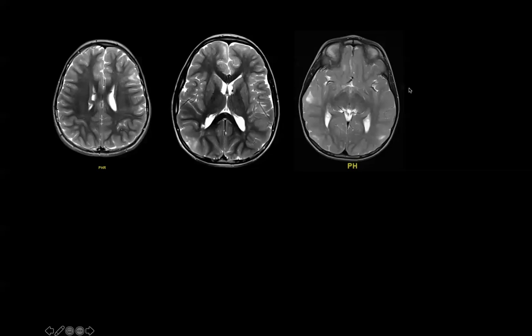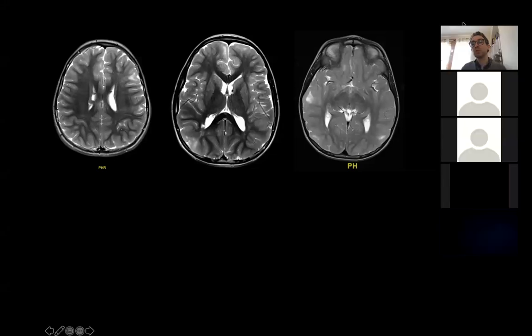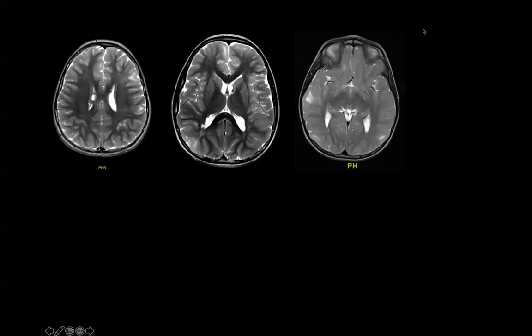Now, a bit of interactivity, you can chat the answer if you want. So, and this is an easy case. So tell me, what do you think is that? What are you seeing in this case, and can you make a diagnosis? Does someone want to chat?